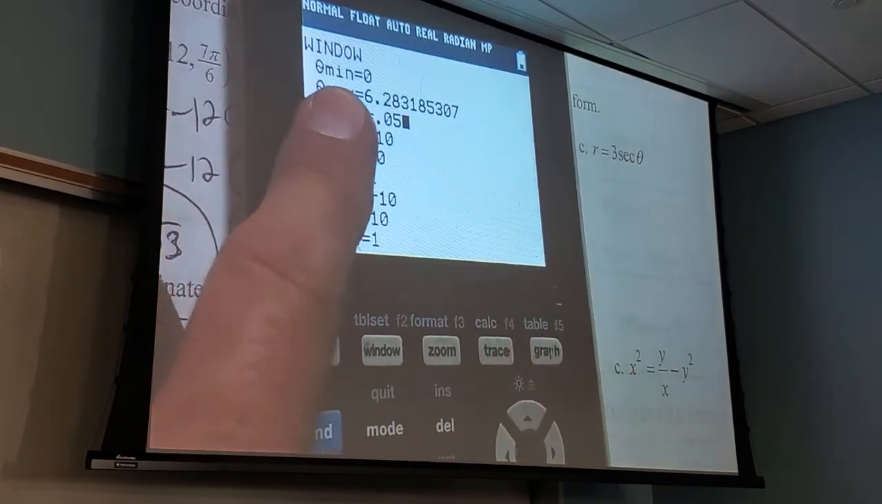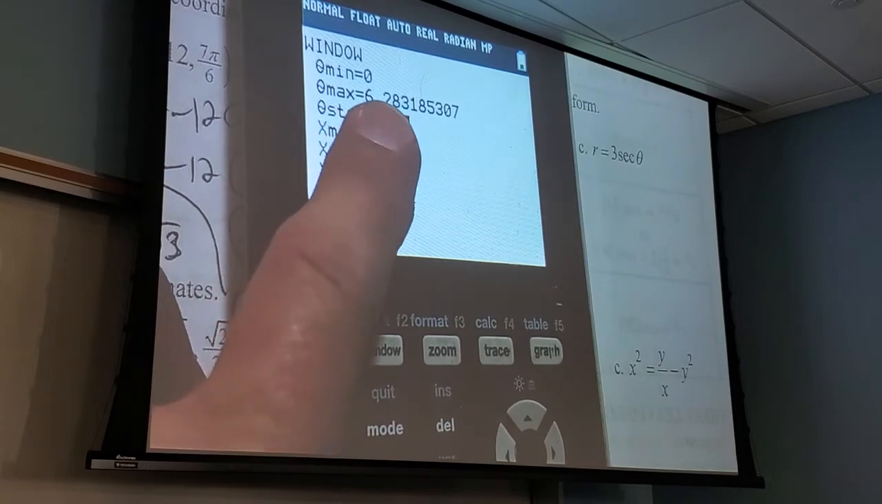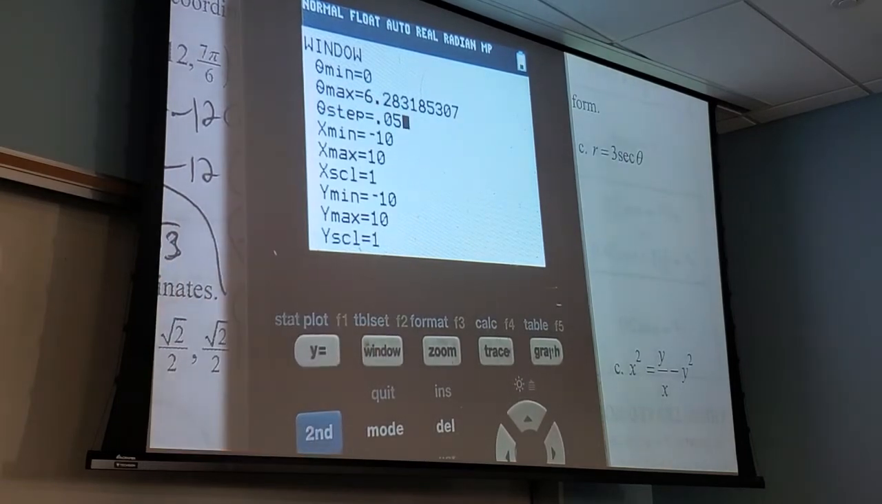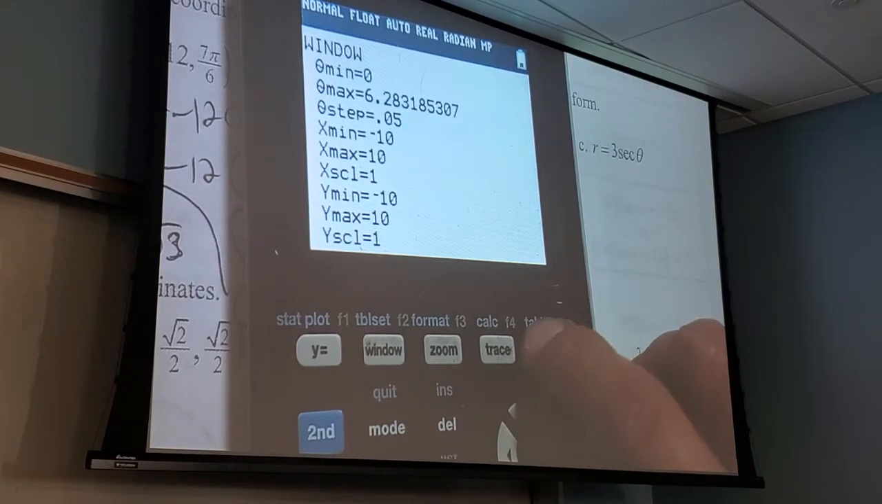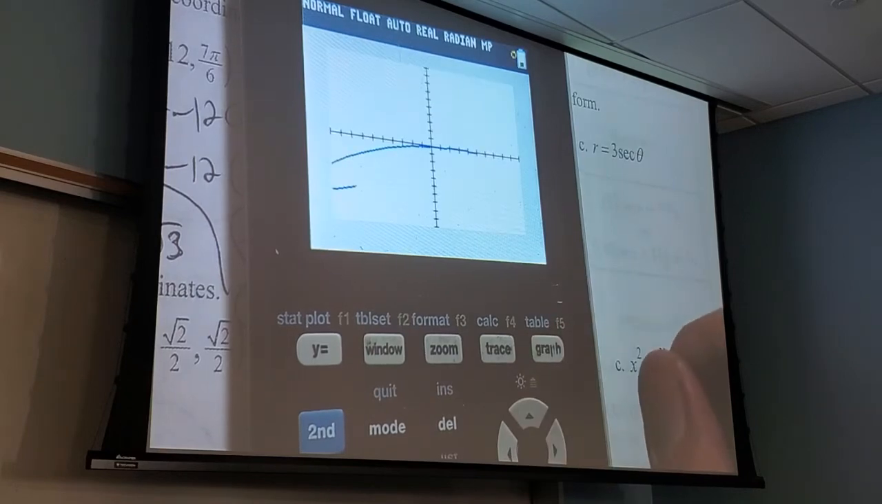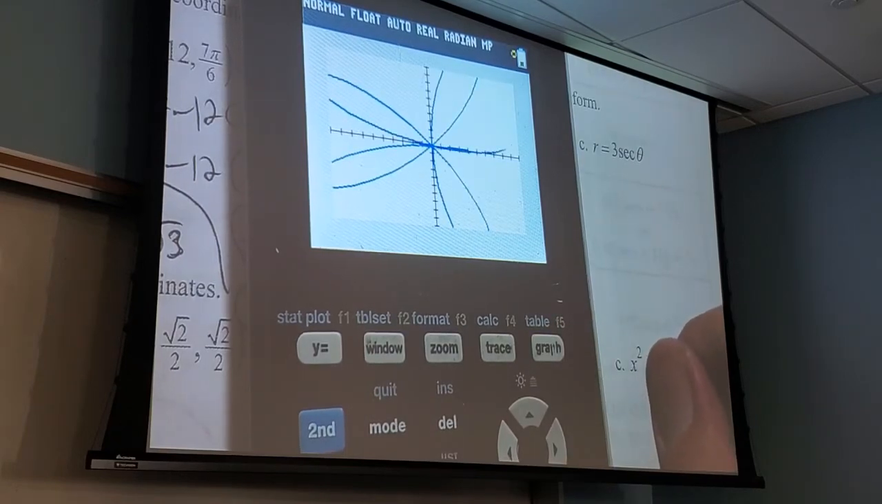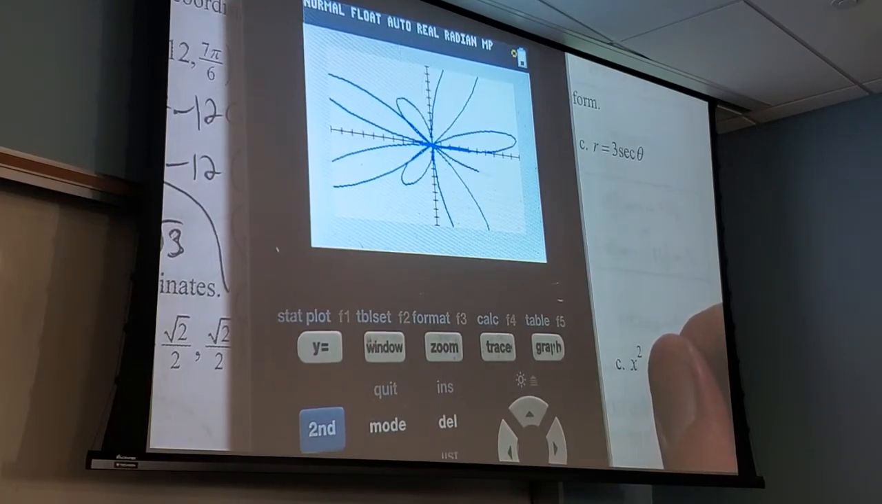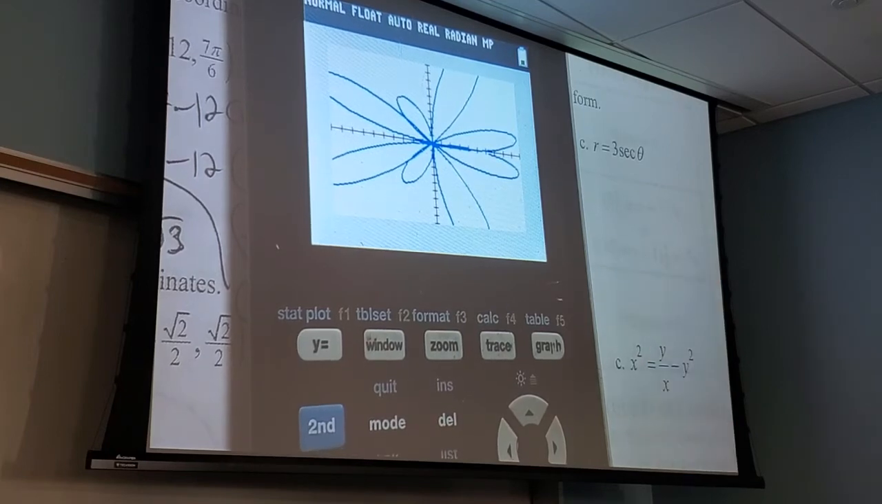Real quick, do you see how theta minimum is 0? What's theta maximum? 2 pi, right? 3.14 doubled, so 0 to 2 pi. That kind of makes sense. So watch this. It should do this slower now. Of course, it's too big, Jeff. But isn't that frickin' sweet?